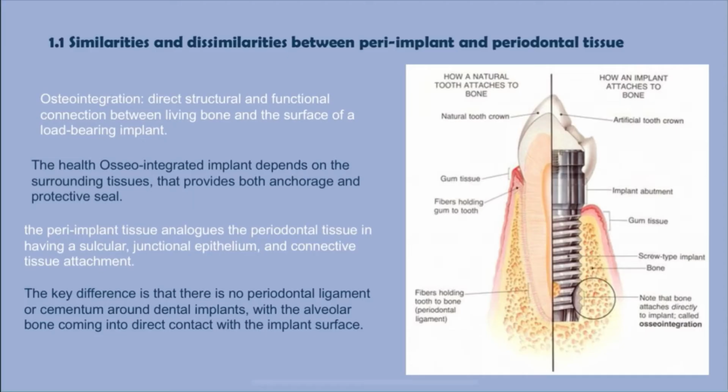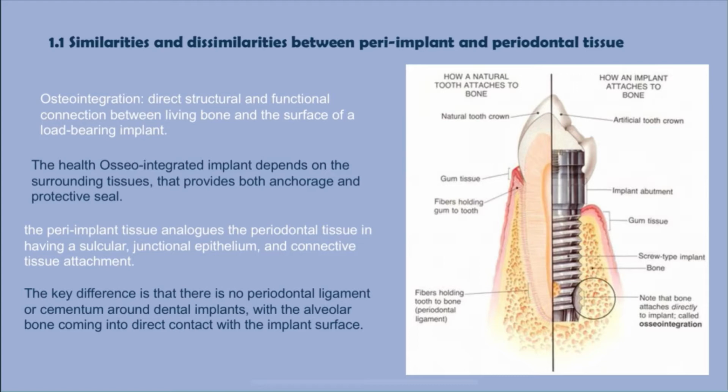Chapter 1, Part 1. Diagnosis and treatment planning. In order to place an implant in an ideal position, we need to understand whether there are similarities or dissimilarities between the peri-implant and the periodontal tissue.